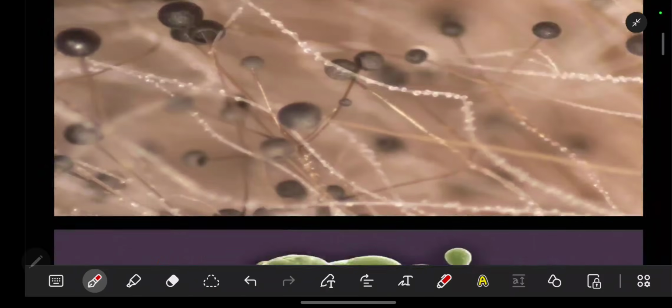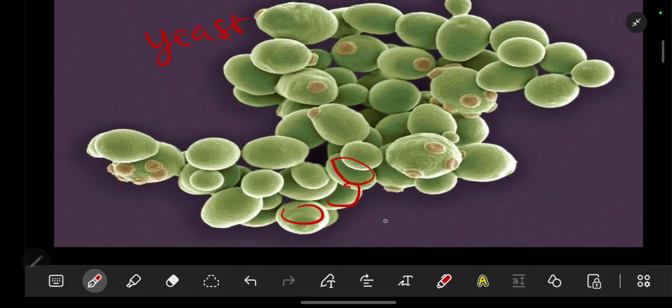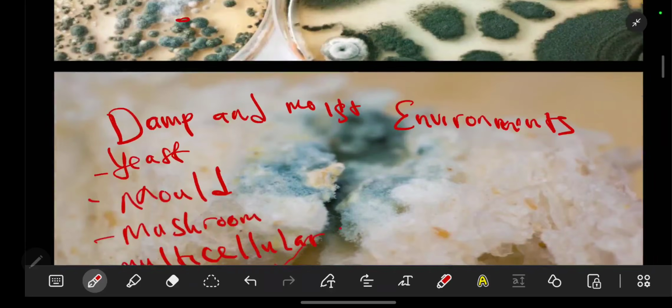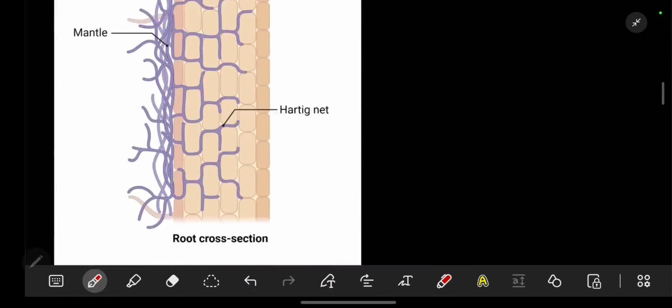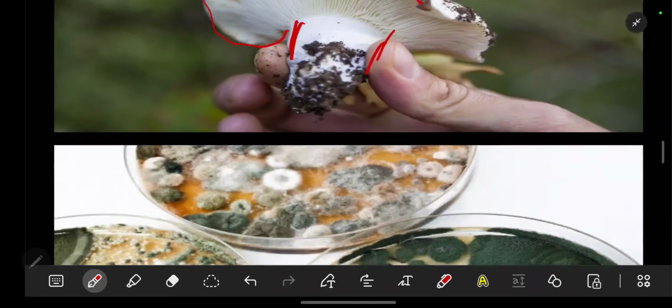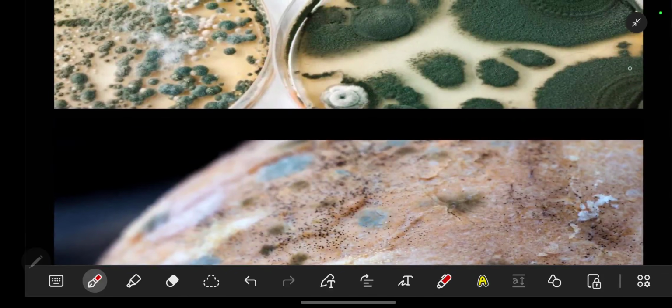Others are used in baking and brewing. For example, this is our yeast. Yeast is used in brewing, that is in making beer. It is also used in baking, as it makes the dough rise. If you're making bread, it will rise, and that is as a result of yeast. So yeast is also a good fungi.